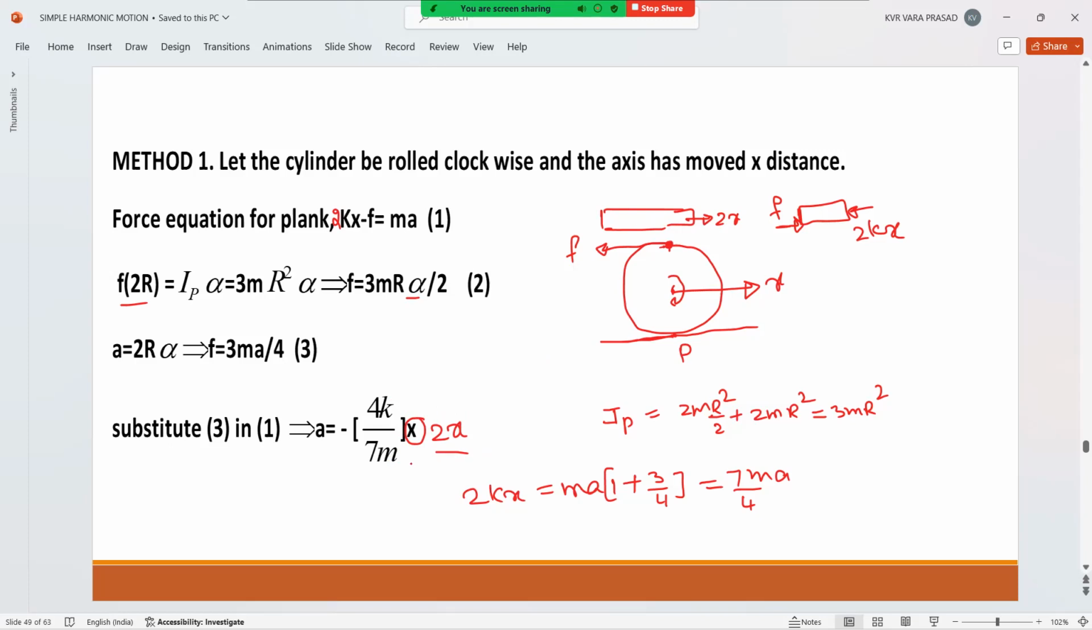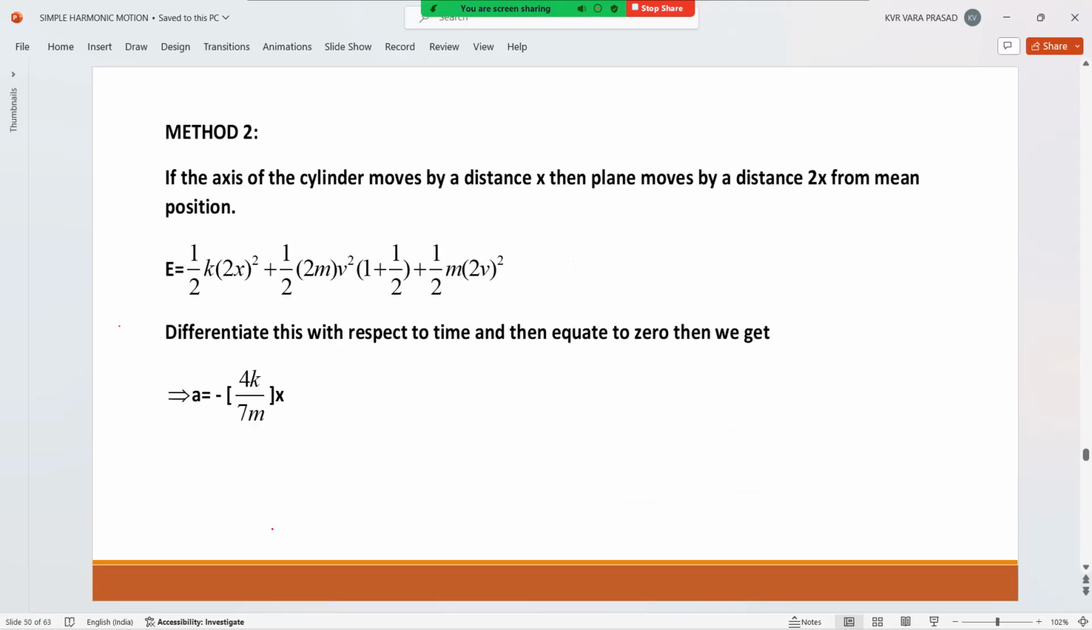Right? That means it is of the form A equal to minus omega square into x. In this place, x is nothing but 2x displacement. Then we get time period. See now same thing by using energy method. So this is more simple.